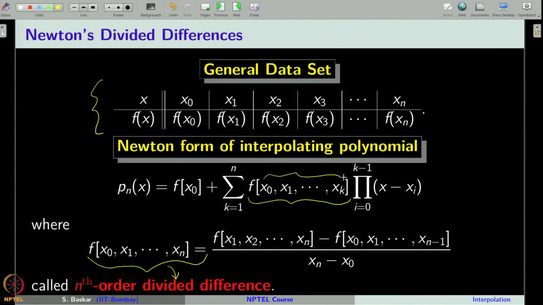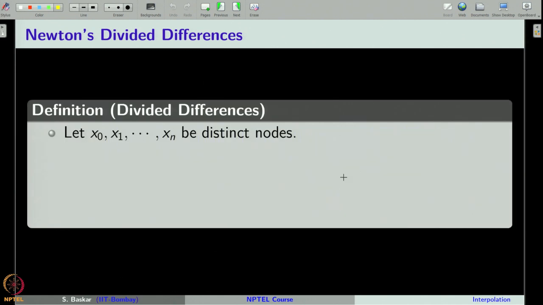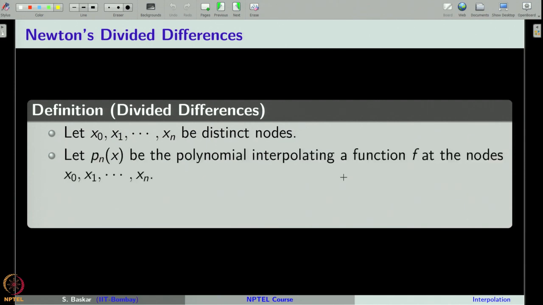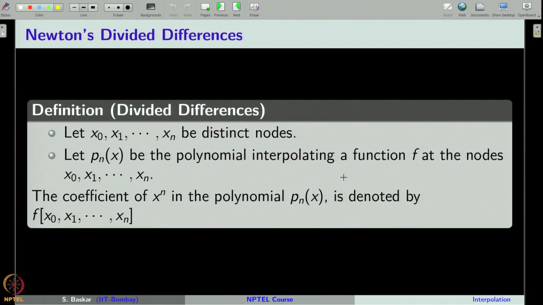Let us see this in more detail. First, let us give a formal definition for divided differences. Let x0, x1 up to xn be distinct nodes, and let Pn of x be the polynomial interpolating the function f at these distinct nodes. Then the coefficient of x to the n in the polynomial Pn of x is called the nth order divided difference, and it is denoted by this notation.